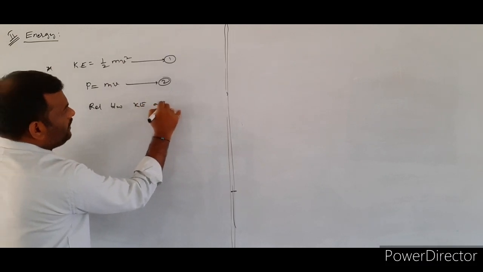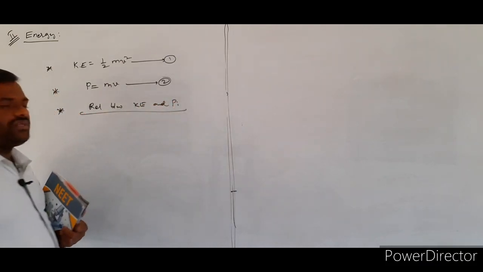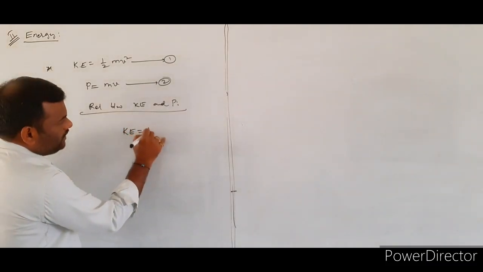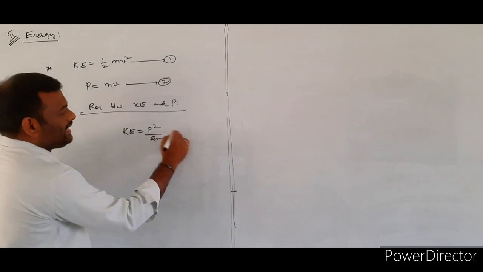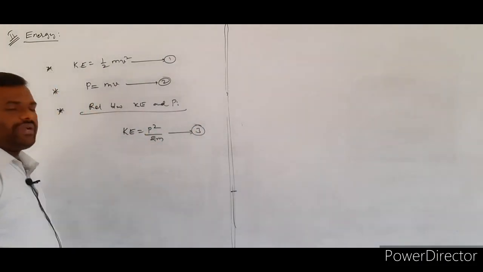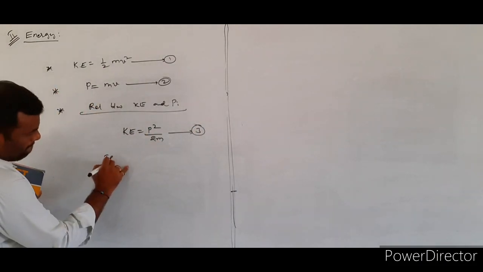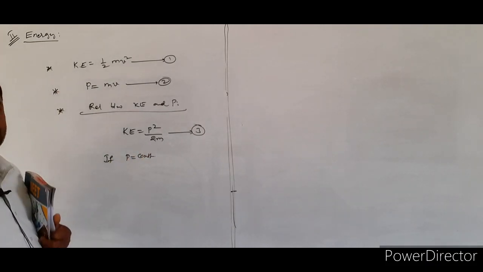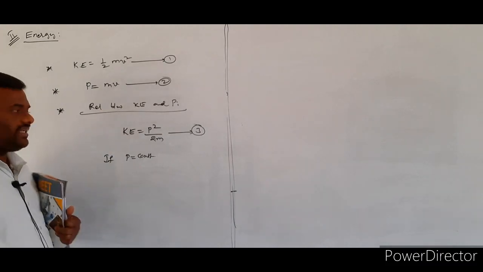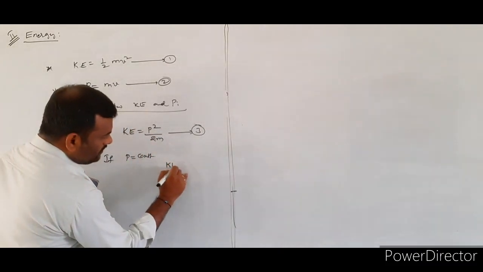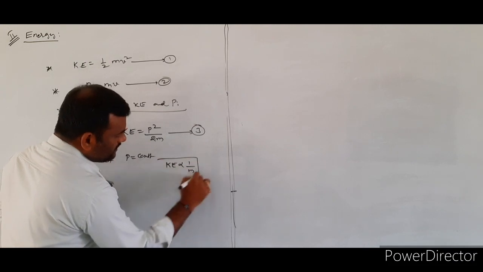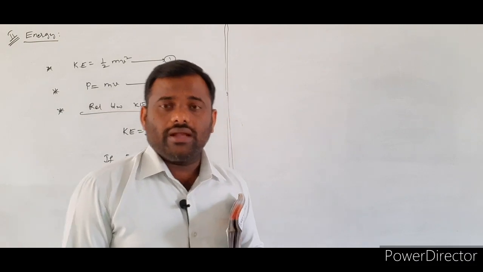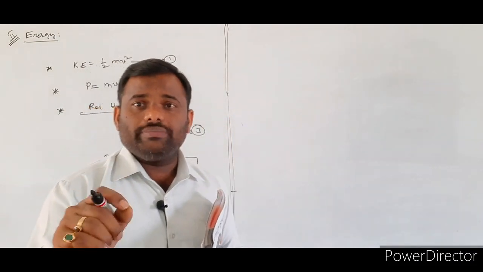Now, what is the relation between kinetic energy and linear momentum? The relation between kinetic energy and linear momentum is given by KE is equal to P square by 2m. If the momentum of the object is constant, kinetic energy is inversely proportional to the mass, whenever the momentum of the system is constant.